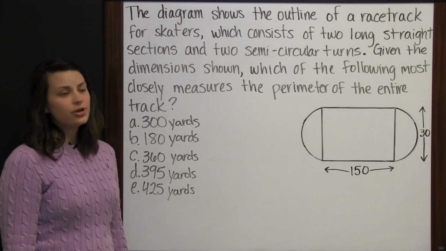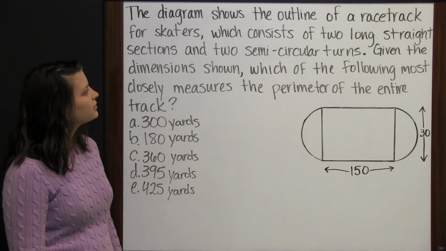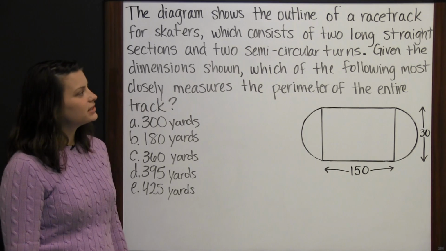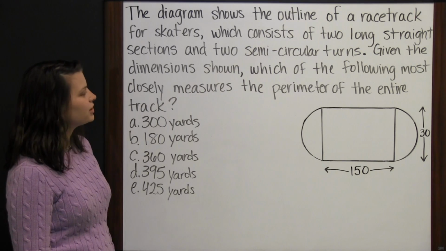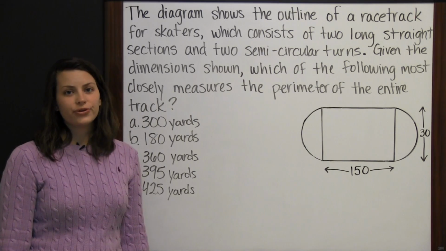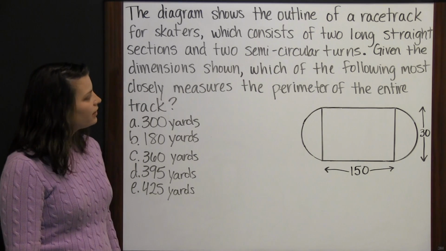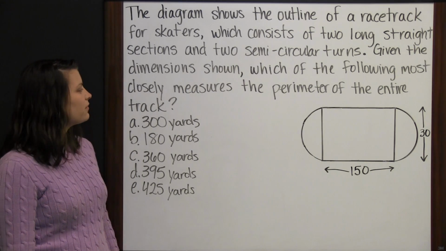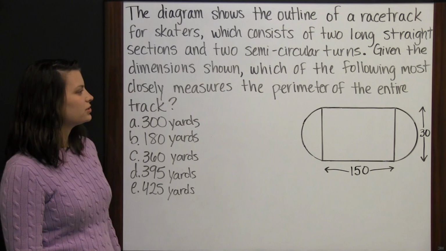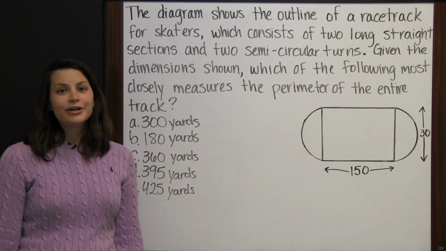The diagram shows the outline of a racetrack for skaters, which consists of 2 long straight sections and 2 semicircular turns. Given the dimensions shown, which of the following most closely measures the perimeter of the entire track?